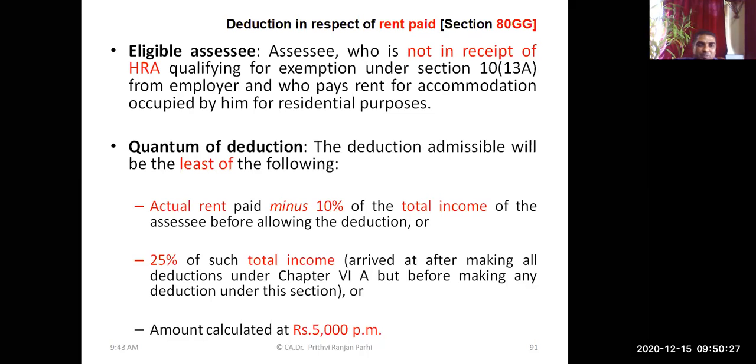So out of this, if you see what we say, least of the following. Least is how much? What is the minimum? 60,000. So what is that 60,000? 60,000 is a deduction. And what was your total income? 3 lakhs, sir. 3 lakh minus 60,000.